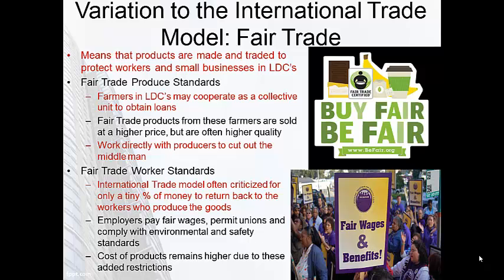There are also fair trade worker standards under this model, and this is basically that international trade has often been criticized for only a tiny percentage of money being returned to the workers who actually produce the goods, right? We hear about sweatshops and how workers are abused on a constant basis. So under this, employers would have to pay fair wages, it doesn't say minimum, it says fair wages, permit unions, and comply with environmental and safety standards, which unfortunately many LDCs do not because, well, guess what? It's expensive and it drives up the cost of goods.